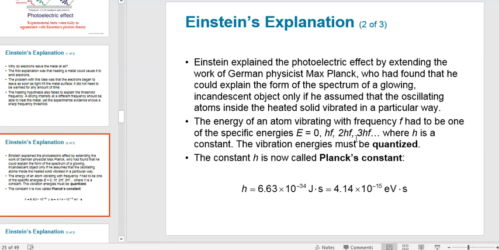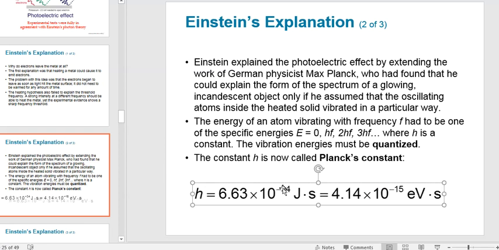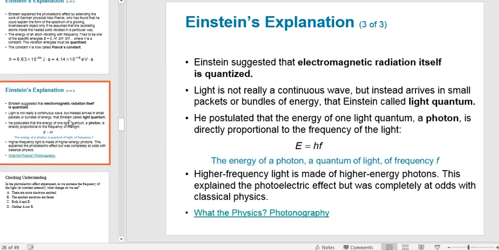So 1.5 wasn't an option, right? And this Planck's constant, which you may need to use for your homeworks, is going to be written in either joule seconds or eV seconds. This relationship between the energy of a photon and the frequency is a very important one for understanding the energy of a photon.